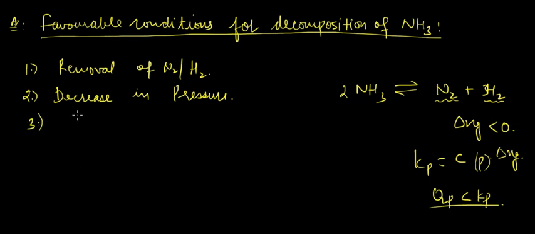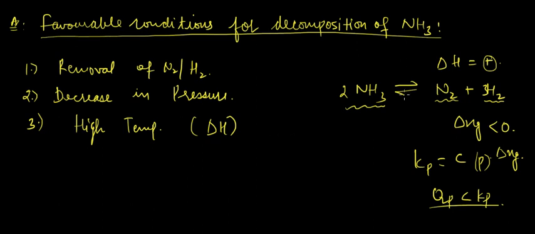Third point is, we can have high temperature. So we have already discussed that majority of the decomposition reactions have delta H as positive, which means energy has to be provided to the reactant in order to convert it into product. So when we are increasing temperature, in other words, we are increasing the heat or delta H in the system, hence we are facilitating the decomposition of NH3 to N2 plus H2.